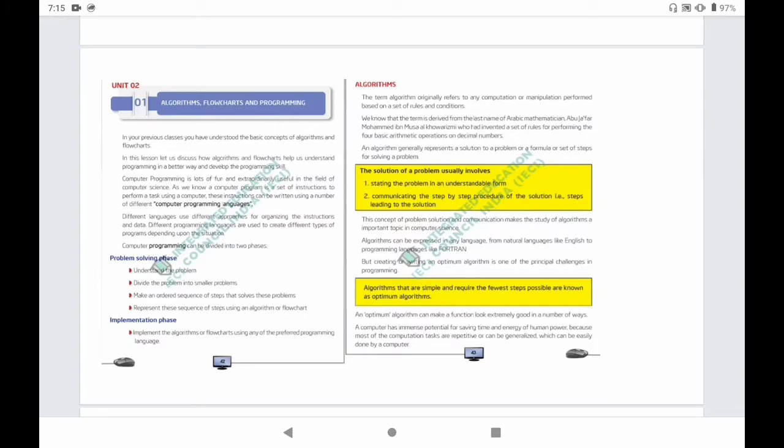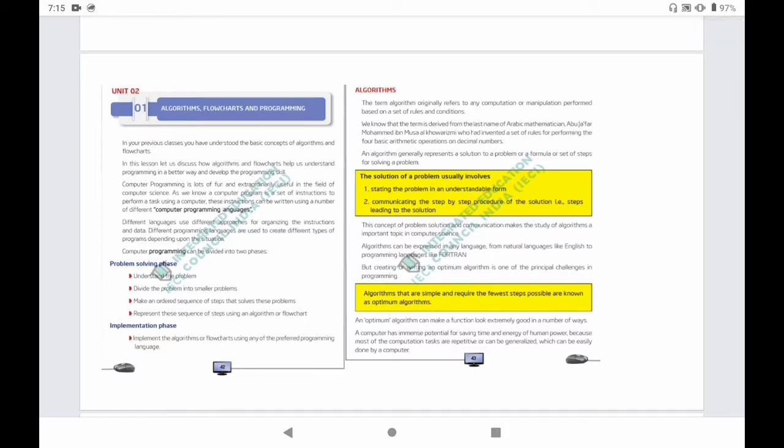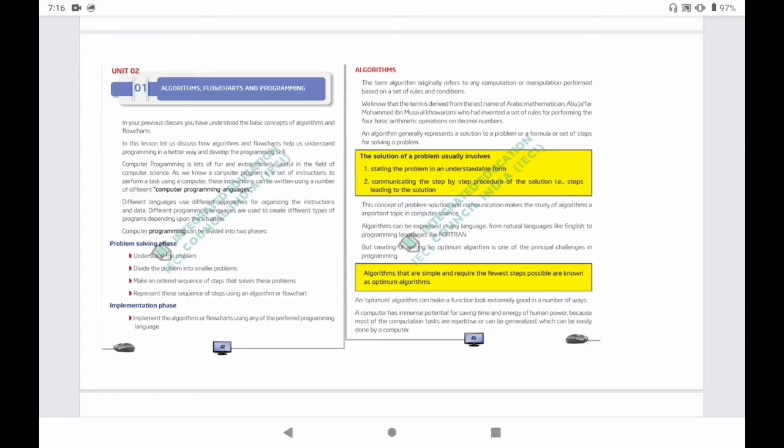As you can see on the screen, our complete textbook pages are available in the same slide presentation, so we will discuss only the points. Please check out the third paragraph, where you can find a statement: a computer program is a set of instructions to perform a task using a computer. These instructions can be written using a number of different computer programming languages.